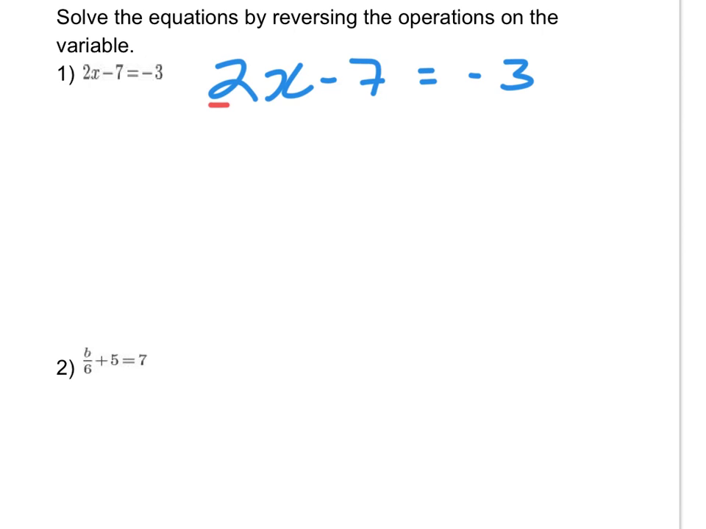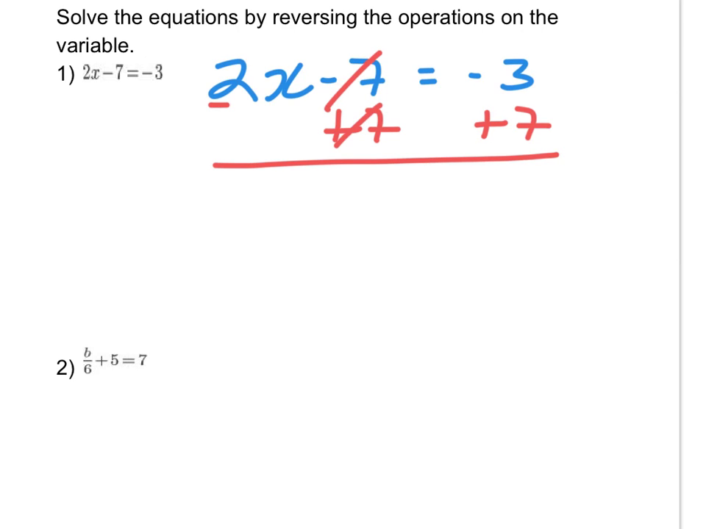So which one do we reverse first? Remember we said we go opposite of PEMDAS. So any additions and subtractions will be reversed first, unless they're in parentheses, which is when they go last. So we do a plus 7 here and a plus 7 here. The minus 7 and plus 7 cancel each other out. So on the left side we're left with 2x, and on the right side we're left with minus 3 plus 7, which is plus 4.